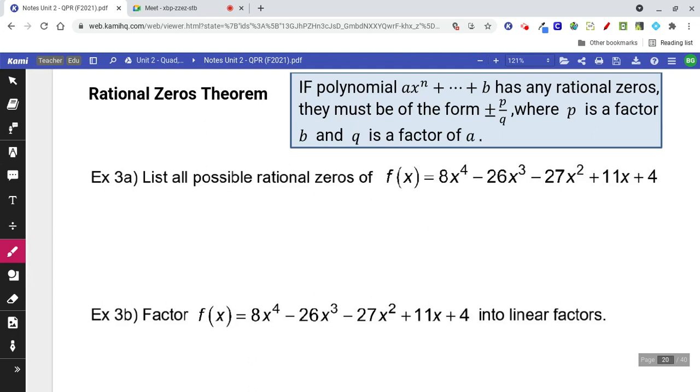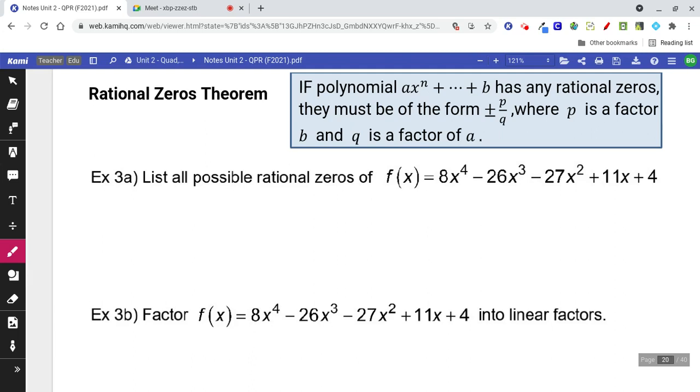Let's continue. Rational zeros theorem. If this polynomial has any rational zeros, they must be of the form plus or minus p over q, where p is a factor of b and q is a factor of a. I don't know where my "of" went. What we're trying to get to is where we can factor really complicated stuff. All right? And number 3a is a lot harder than the last one because we're trying to factor it. Look at 3b.